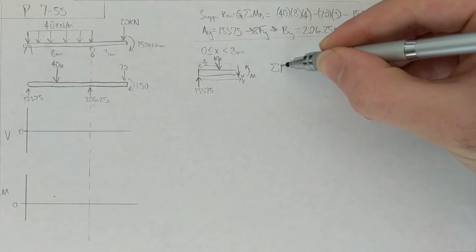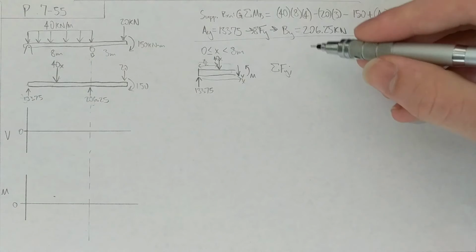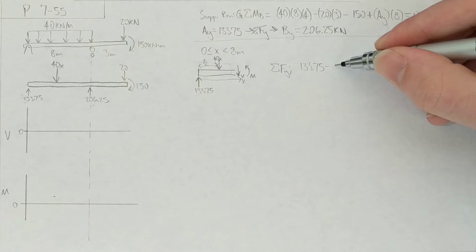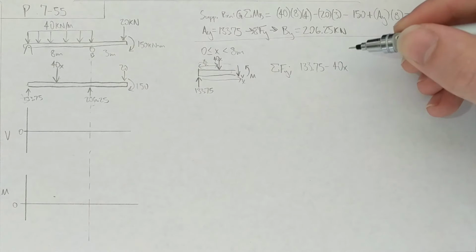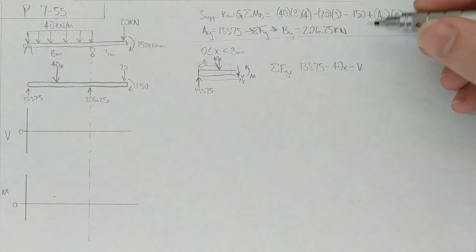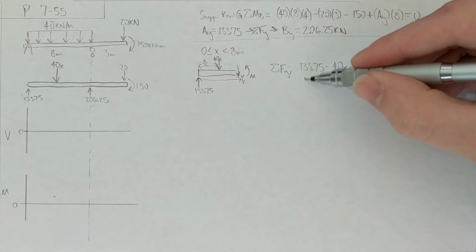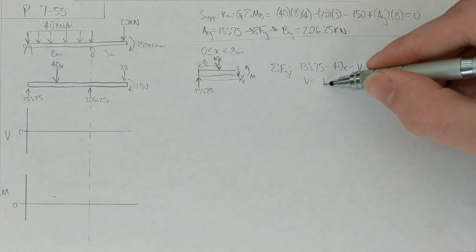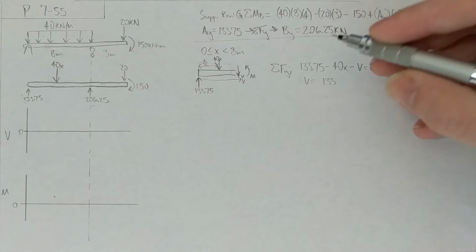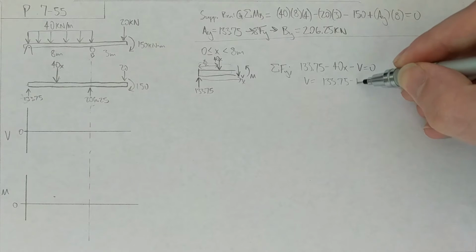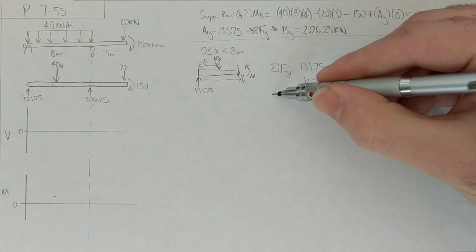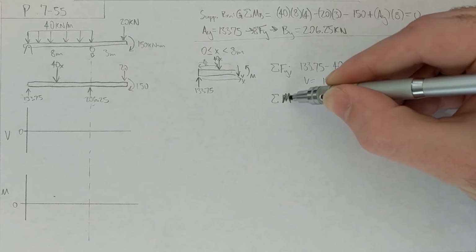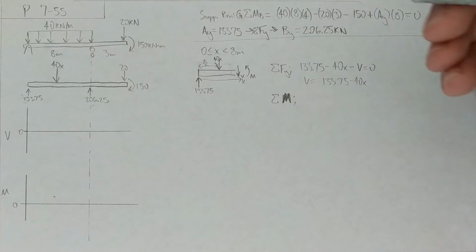And so for summing in y, we're going to get 133.75 minus 40x minus V equal to 0, and so we get that V equals 133.75 minus 40x. Okay, cool. Now summing in moment. I always do that. I'm expecting to go to fx from all the different truss work we've done.